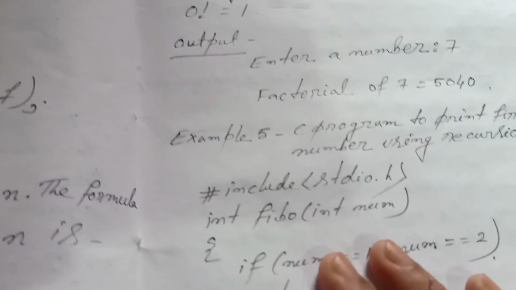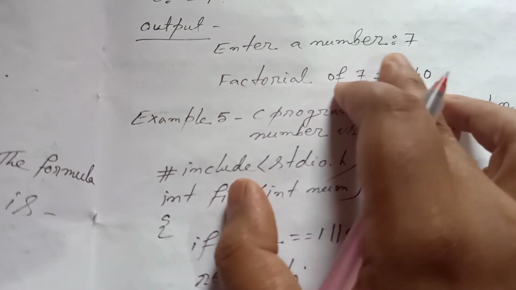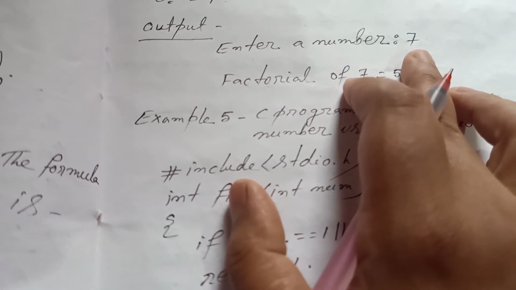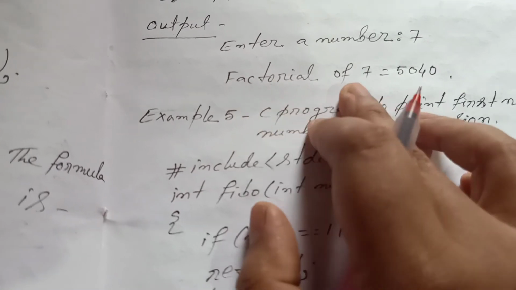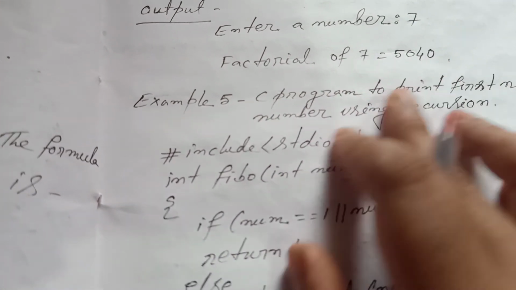So the output would be "enter a number". We are getting the display. Now we are putting 7. So factorial of 7 equal to 5040.